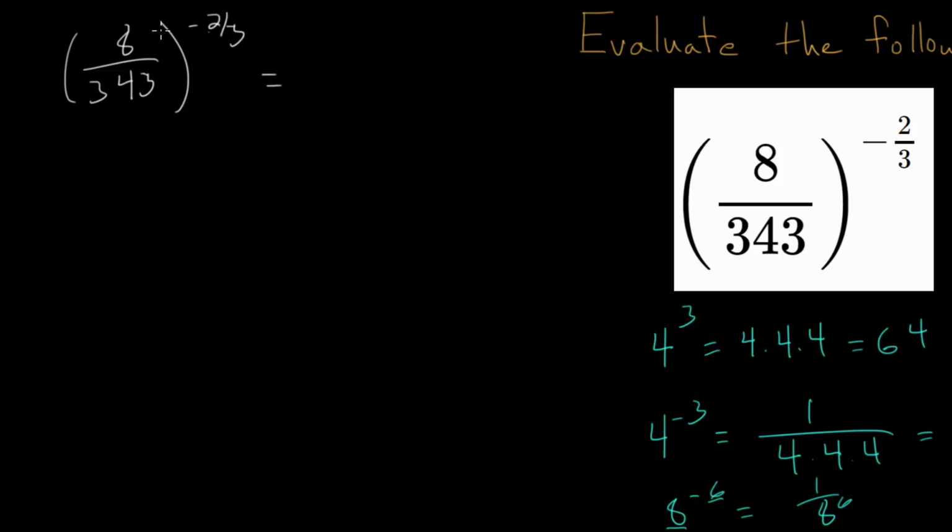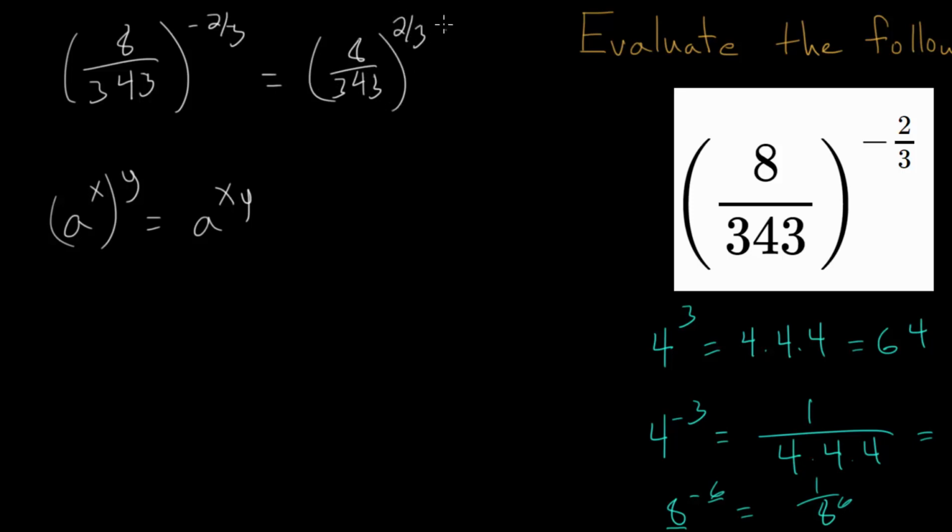We can actually essentially factor that negative out. Remember, when you have an exponent raised to an exponent, you multiply. So we could think of minus 2/3 as really minus 1 times 2/3. And we can rewrite this as 8 over 343 raised to the 2/3 power, and then all of that raised to the negative 1 power. And from here, we can evaluate this fractional exponent.